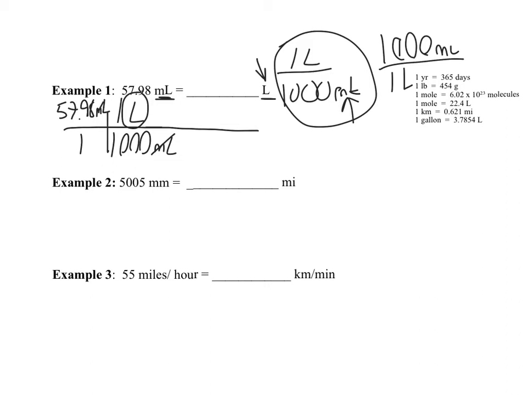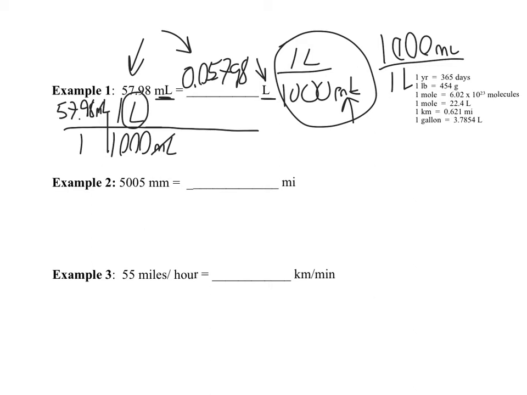Because that's the unit that I want at the end of the day, I only have 1 step to go on this problem. I can stop at that point, I can get my calculator out, and I can type. 57.98 times 1 is 57.98. Divided by 1,000 is going to be 0.05798 liters. I start with 4 sig figs, so I should end with 4 sig figs. It's that simple. Okay. Let's do another one, just a little bit slower.